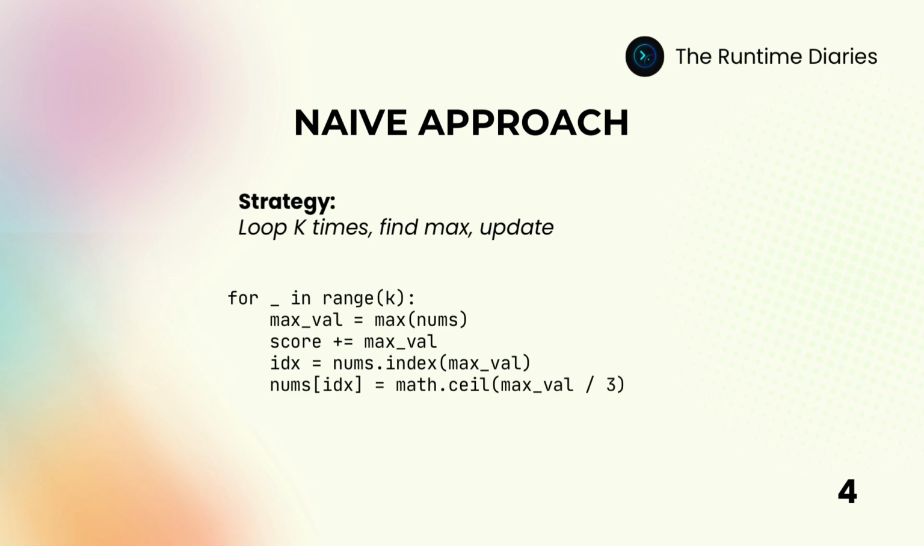Let's start with the most obvious naive solution. This is what your brain naturally wants to do. Loop k times. On each iteration, find the maximum value in nums. That's one O(n) scan. Add it to your score. Then find the index of that maximum value, that's another O(n) scan, and replace it with ceiling of value divided by 3. Then repeat. This approach is correct. It follows the rules exactly. But here's the problem. It's slow.